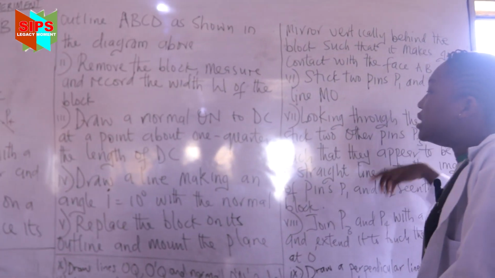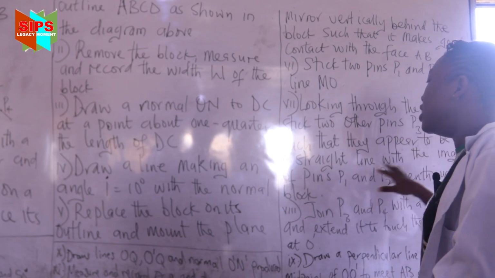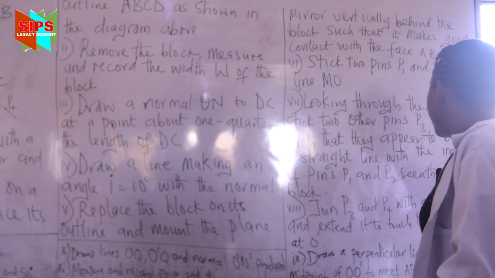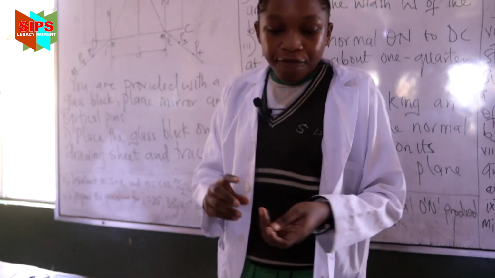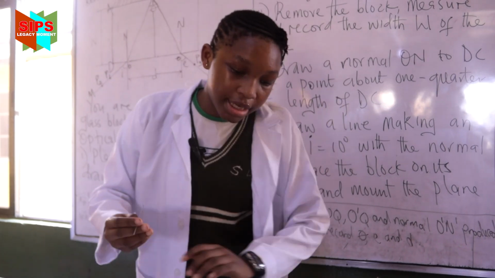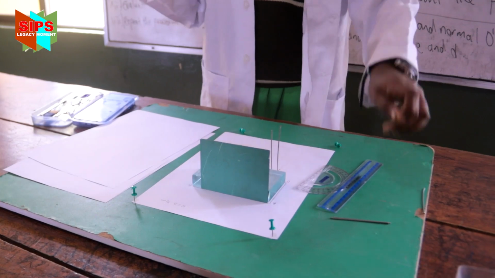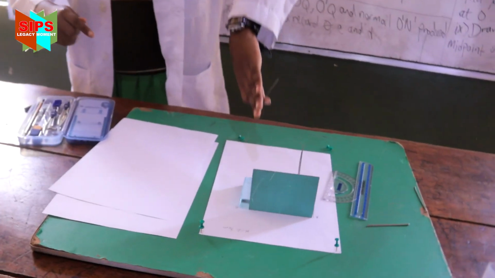Looking through the face CD, stick 2 other pins, P3 and P4, such that they appear to be in a straight line with the images of P1 and P2 seen through the block. So, from my block, from the line CD, I will look through the block to place P3 and P4 such that they cover the images of P1 and P2 when seen through the block.